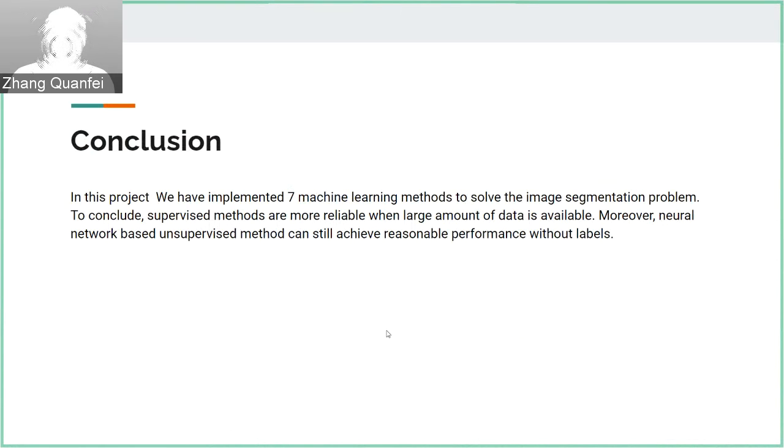In this project, we have implemented 7 machine learning methods to solve the image segmentation problem. To conclude, supervised methods are more reliable when a large amount of data is available. Moreover, the neural network-based unsupervised method can still achieve reasonable performance without labels.